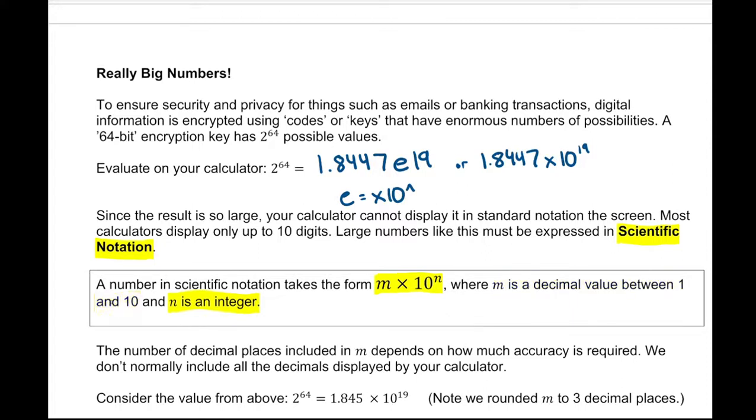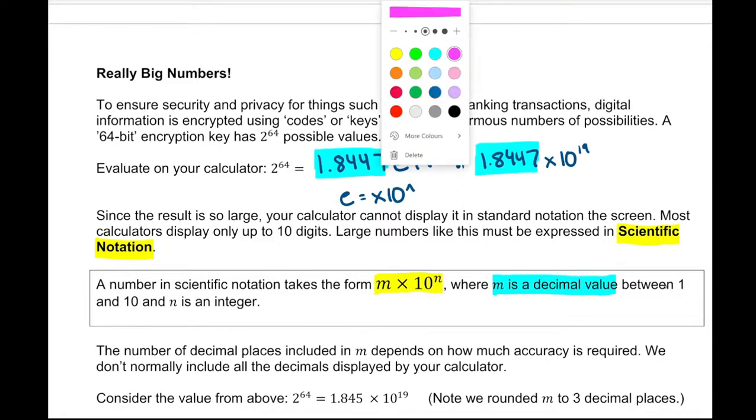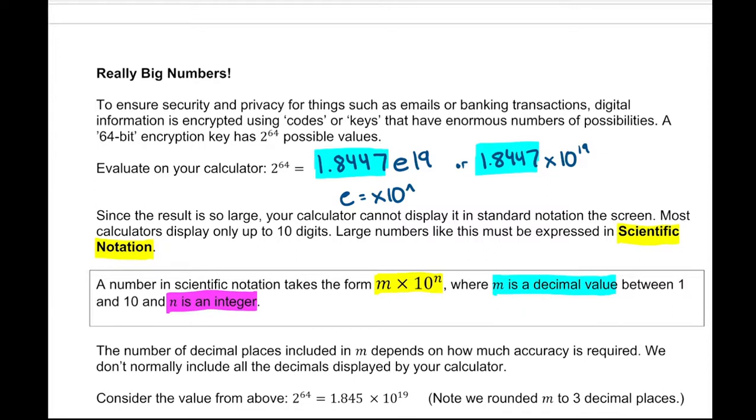And what I'm actually going to do is go back and color code this a little bit. So m is the decimal value. In our example here, they were these two spots. And n is the integer, which was the 19. Again, depending on how your calculator visualizes it, you may not see the times 10, as long as you recognize that E represents times 10 to the power of n, our integer.